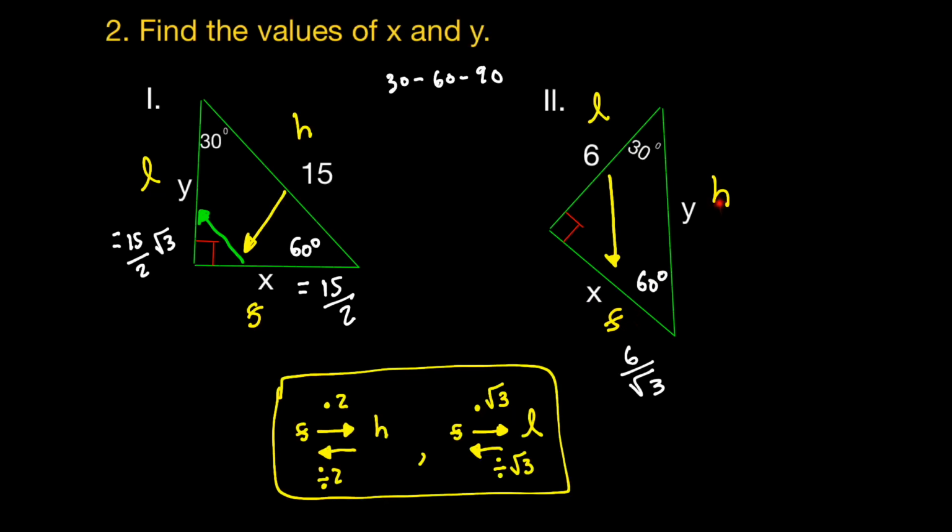Now that we have the small length, we can get to the hypotenuse. From small to hypotenuse, we multiply it by 2. So we get 6 root 3. And if we multiply the 6 by 2, we're going to get a total of 12 root 3. And that would be the value of y.